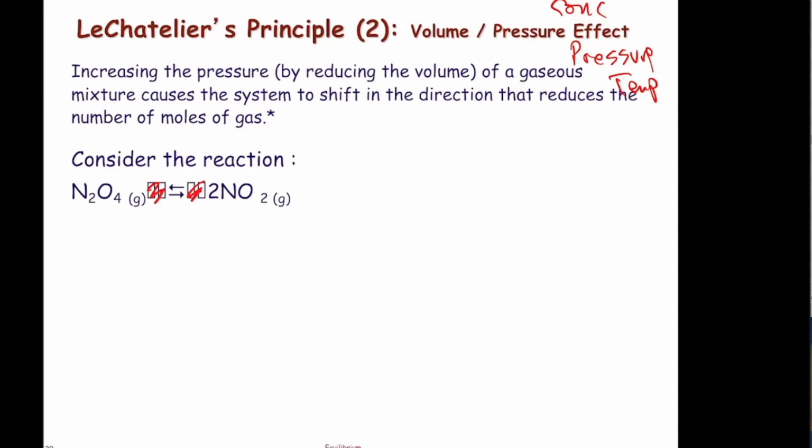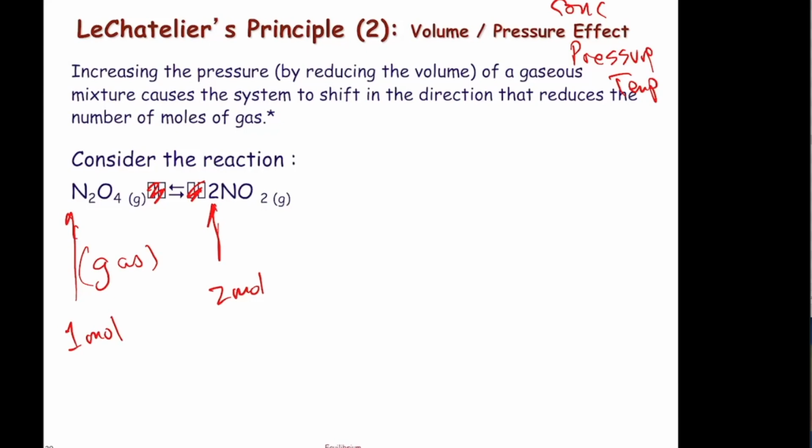And this is the trick in making this analysis. Look for only chemicals that are gas. Only chemicals that are gas are going to fit this particular analysis. Both of these are gas. That's good. Now count the number of moles based on the balanced equation. Here we have 1 mole, and here we have 2 moles. 1 mole of N2O4 goes to 2 moles of NO2.